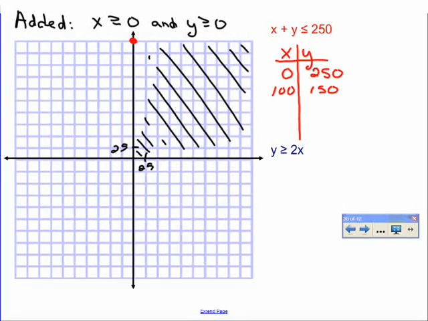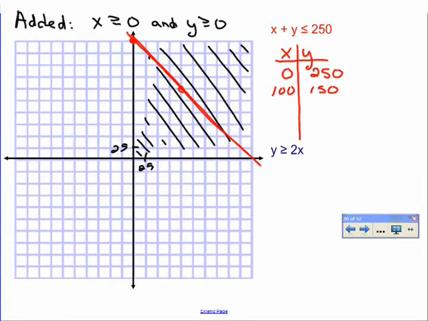And if we go to x is equal to 100, that means we need to go across 4 squares along the x-axis. We need to go up to 150, which puts us 6 squares up. Okay, so once we have those two coordinates, we can just draw a straight line through them. Make sure you extend it just past the bounds of the Cartesian plane. And because we had the equal to sign, it must be a solid line.